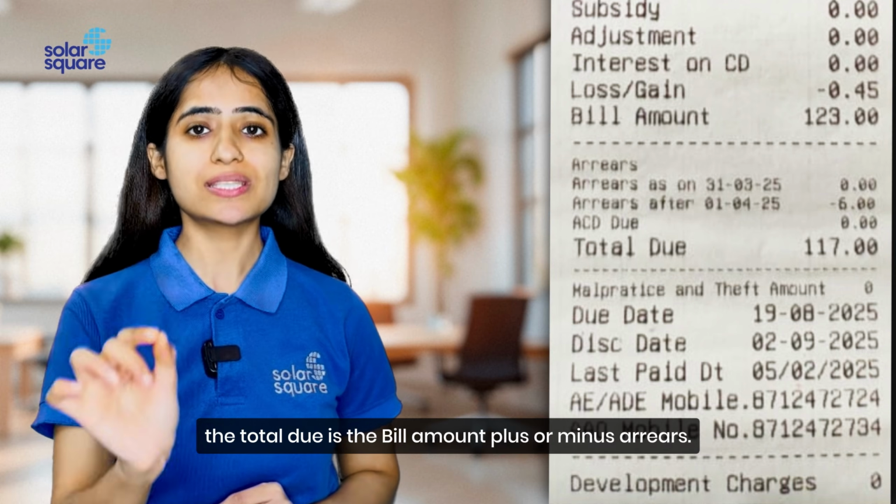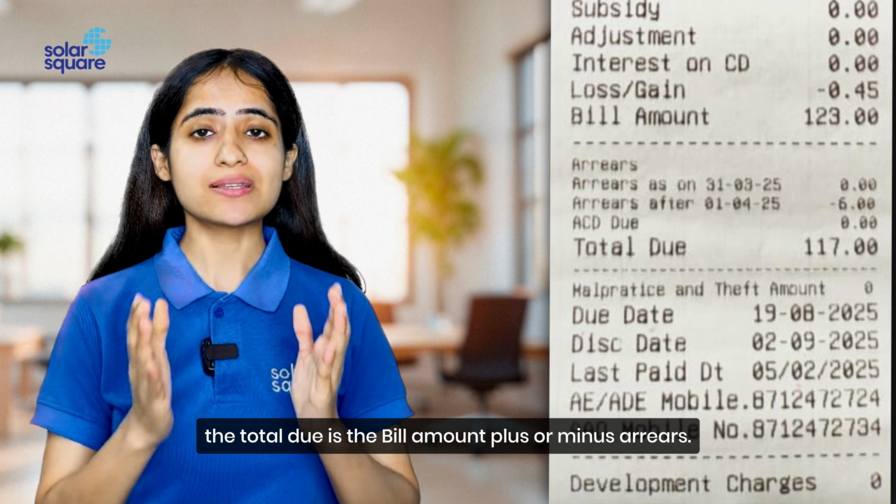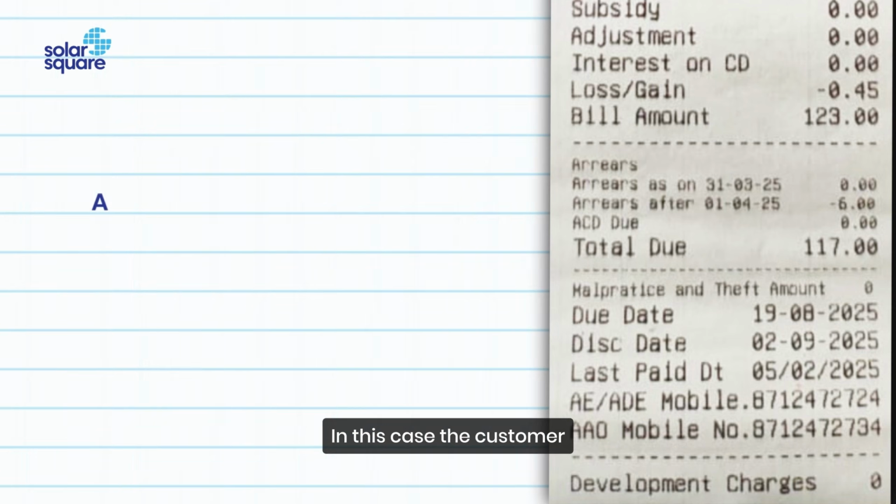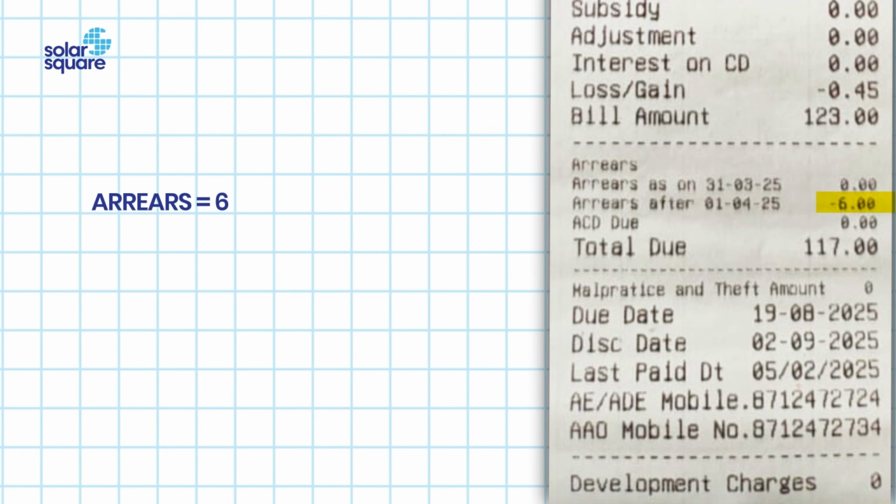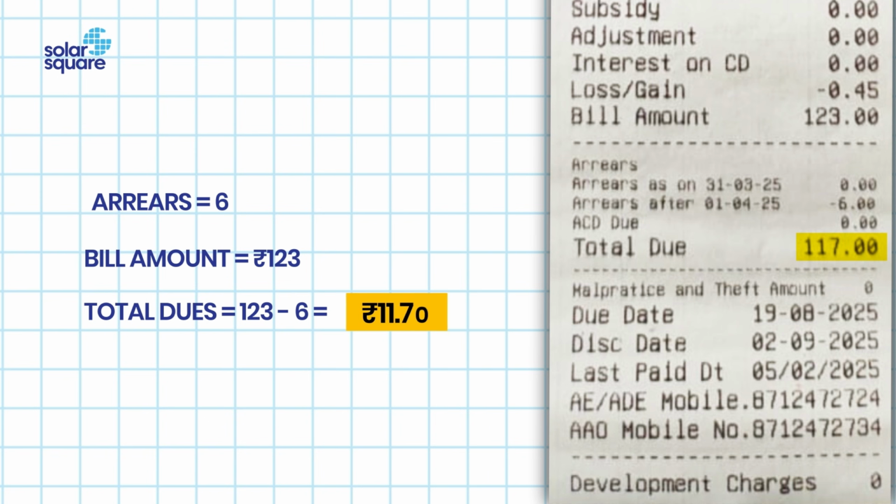The total due is the bill amount plus or minus arrears. In this case, the customer had 6 rupees excess payment from the previous bill, bringing the net payable amount to 117 rupees, that is 123 minus 6.